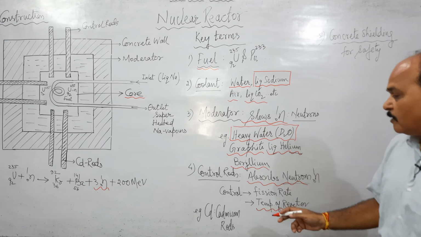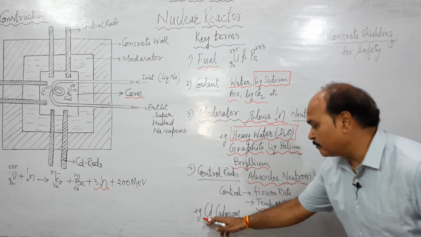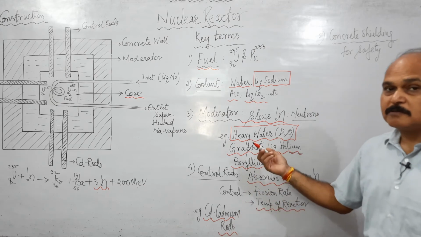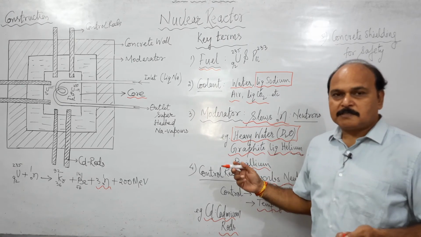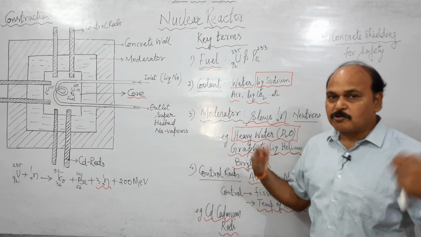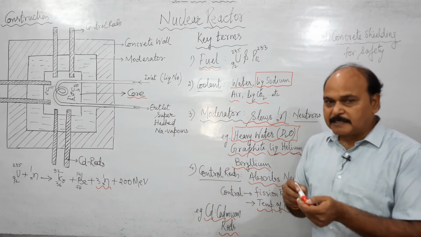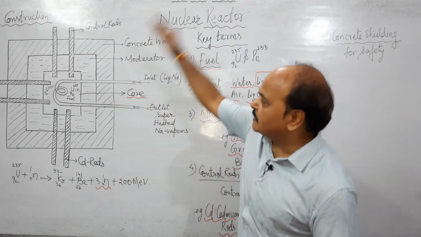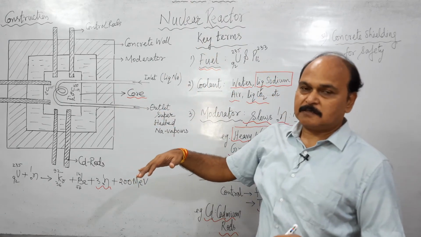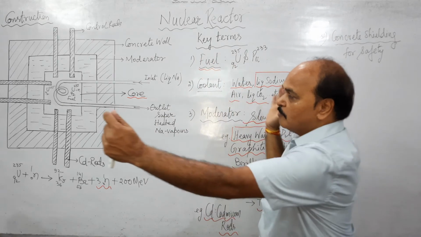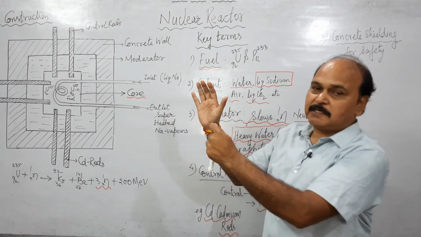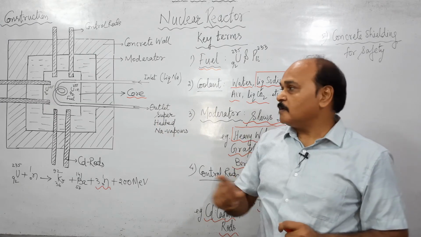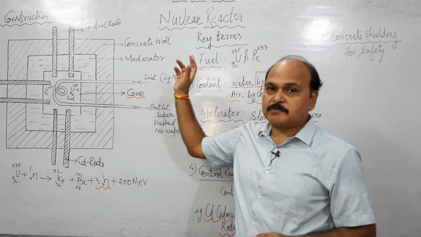And the best example of control rod is what? Cadmium. Cadmium rods are used as control rods. Since control rods absorb neutrons, when we need to shut a reactor, all these control rods are put inside the reactor. And once all control rods are moved into the reactor, what happens? All neutrons are absorbed, and once all neutrons are absorbed, the nuclear fission reaction stops.